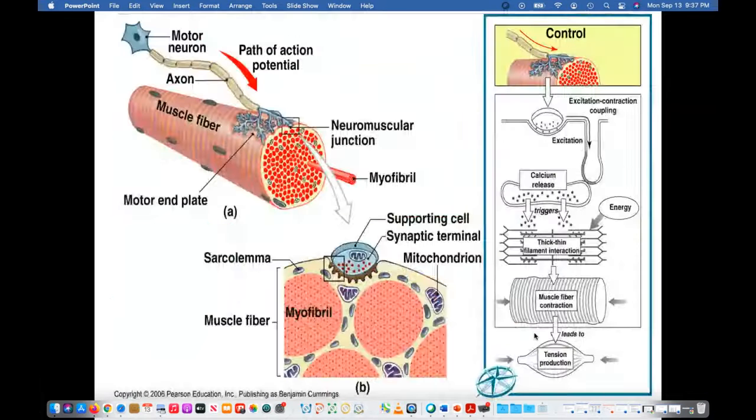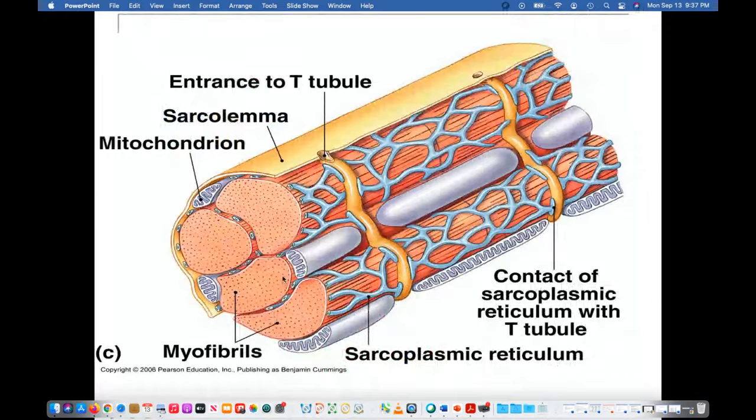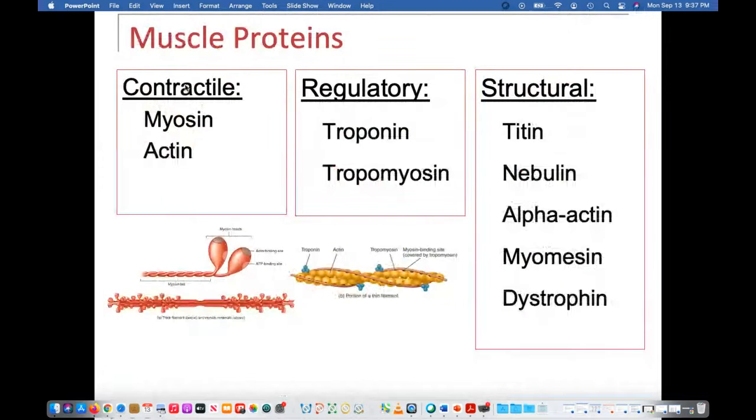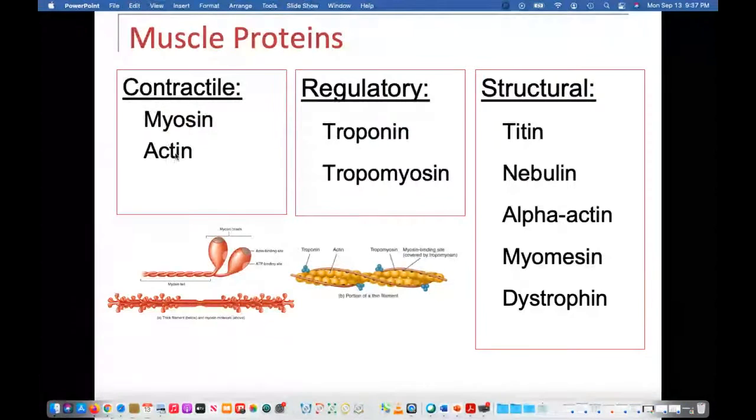Now you heard me say that there are different types of proteins in here, right? Different types of muscle proteins. So some of them are contractile, like myosin and actin. This is what myosin looks like. These are myosin heads. And this is actin. These are going to interact together because they're contractile proteins. Now we have regulatory proteins called troponin and tropomyosin, and then we have structural proteins listed here, okay?